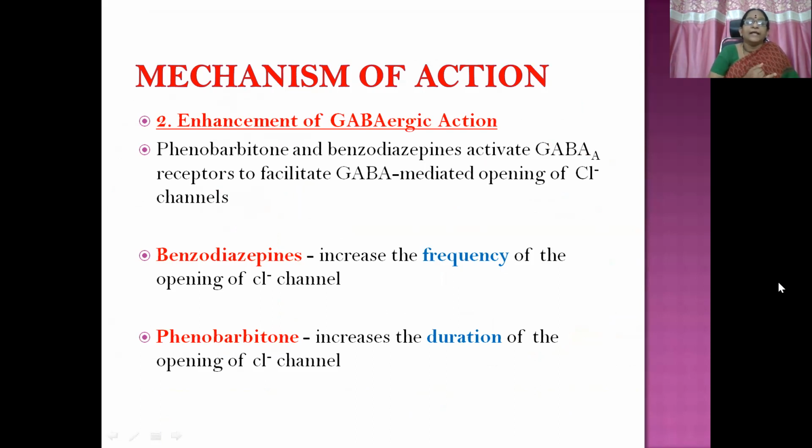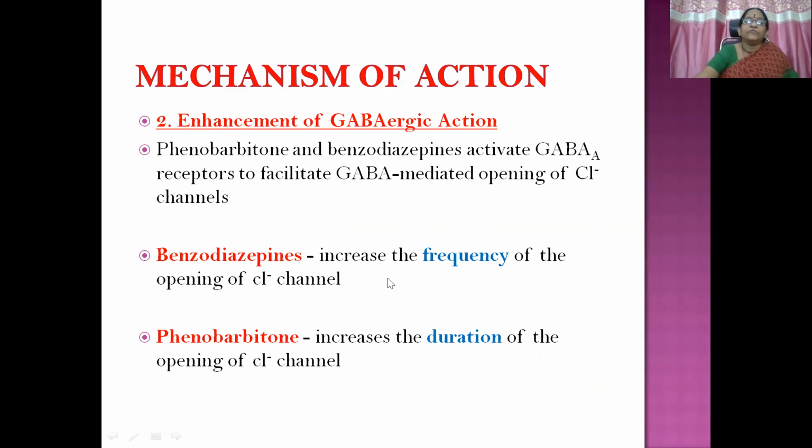And number two, enhancement of GABAergic action. Phenobarbital and benzodiazepines activate GABA receptors to facilitate GABA-mediated opening of chloride channels. So both benzodiazepines and barbiturates, especially phenobarbital. What is the difference between these two? Is there any specificity of action?